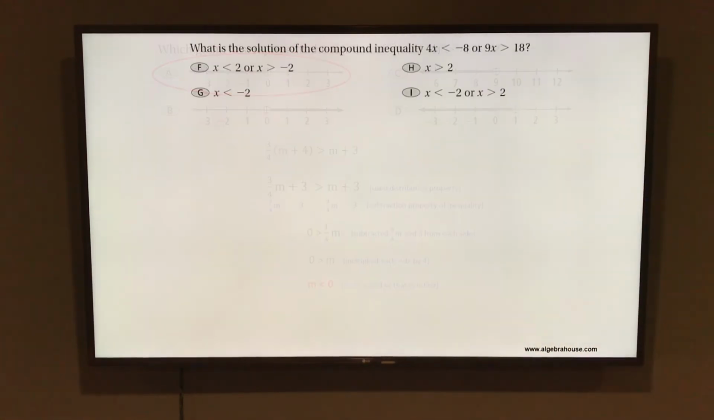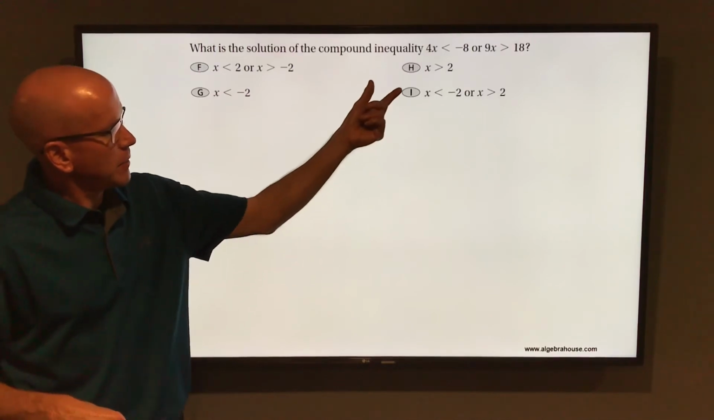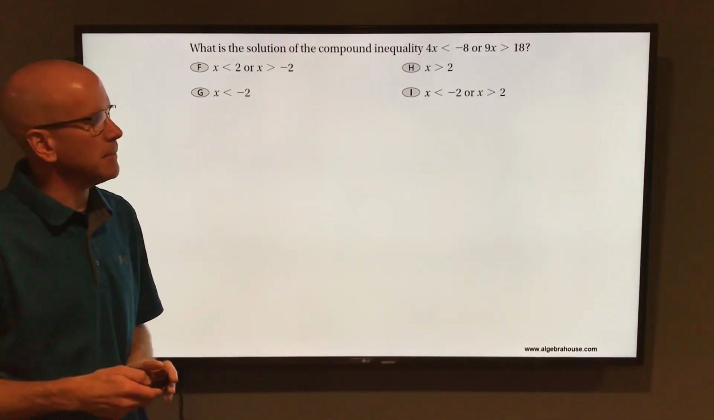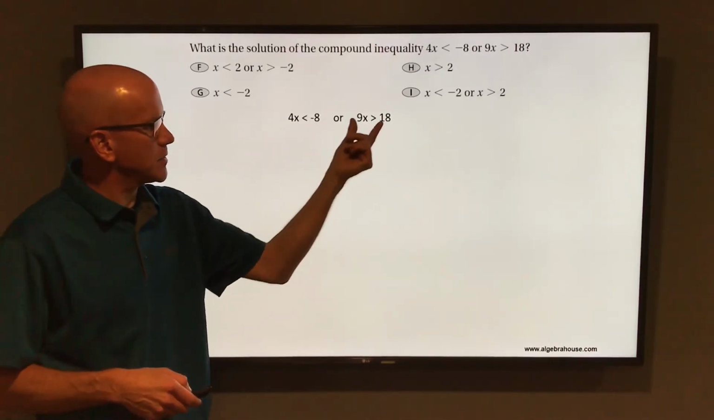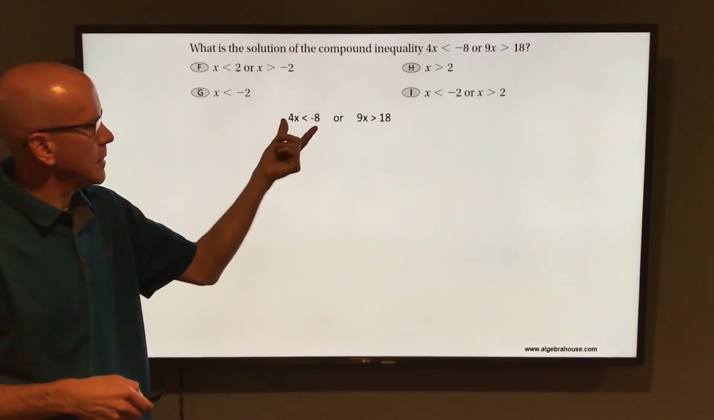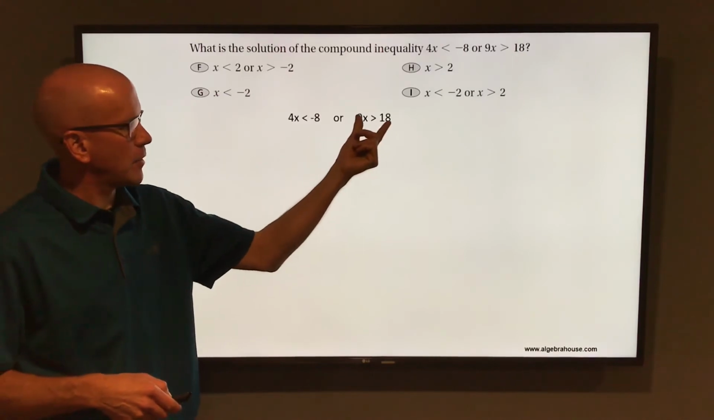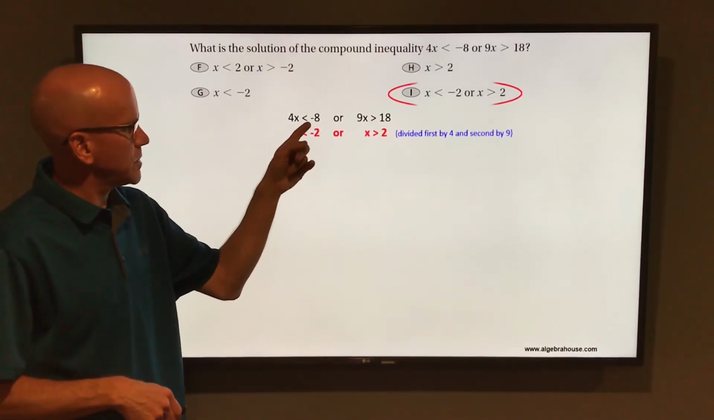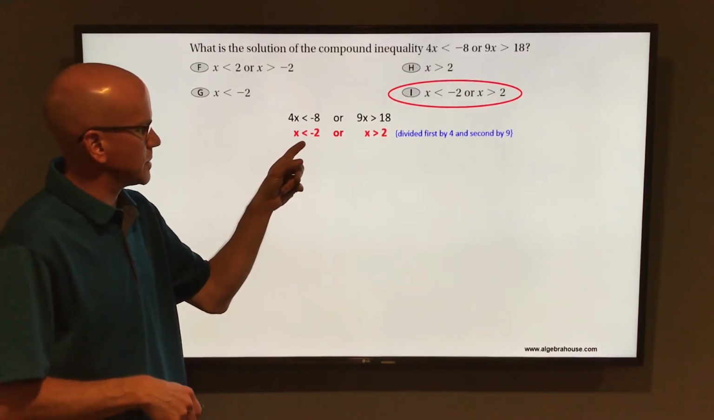Letter A. Going to solve this compound inequality, 4x is less than negative 8, or 9x is greater than 18. So to solve that, you take each one of these and solve them individually. 4x is less than negative 8, solve that for x. 9x is greater than 18, solve that for x. So for 4x is less than negative 8, divide each side by 4. X is less than negative 2.